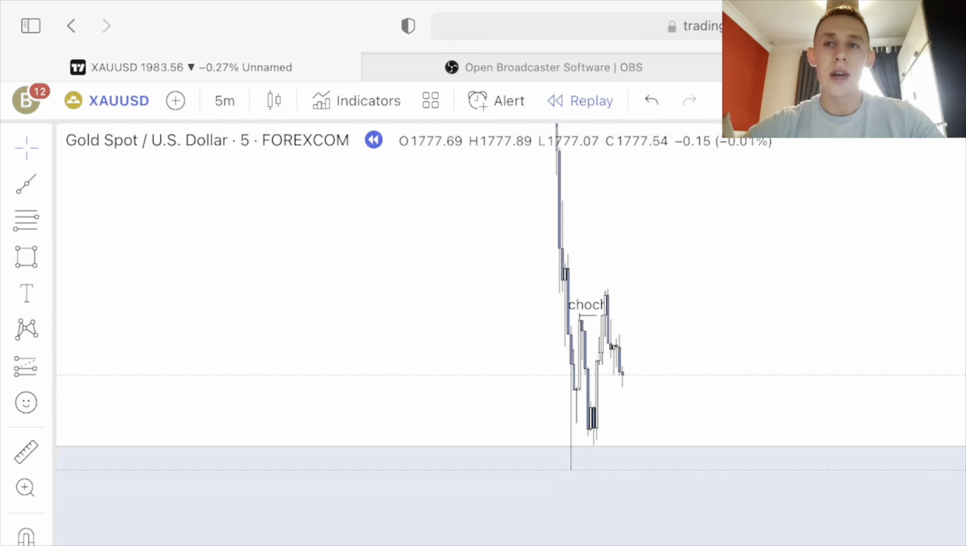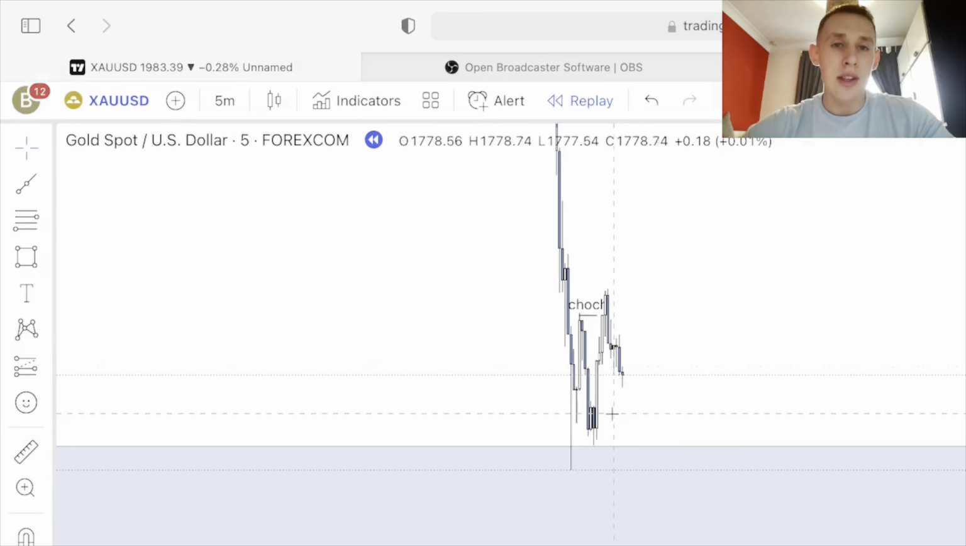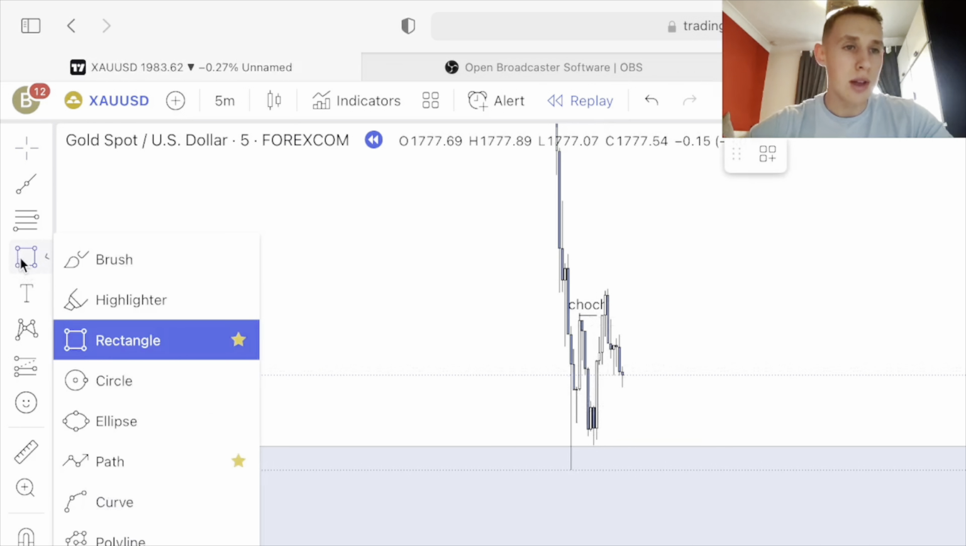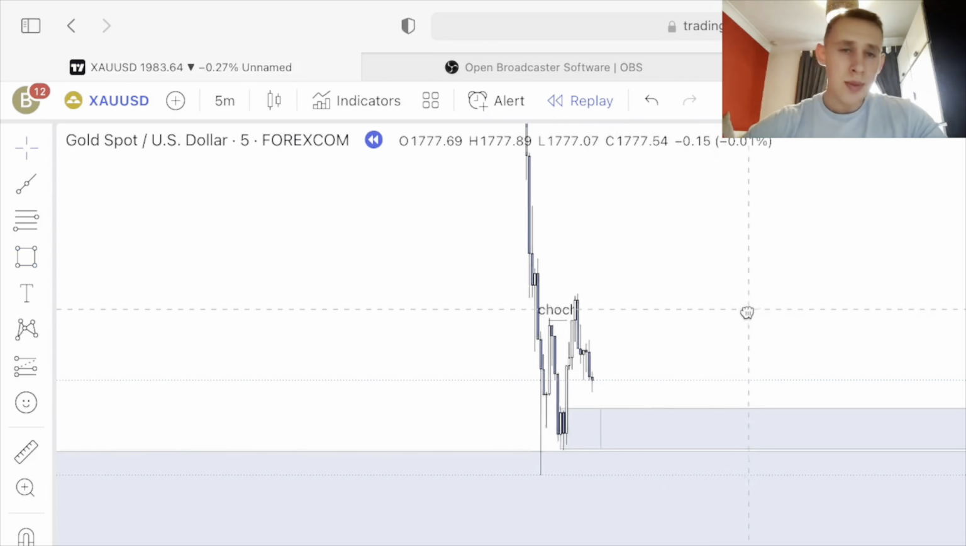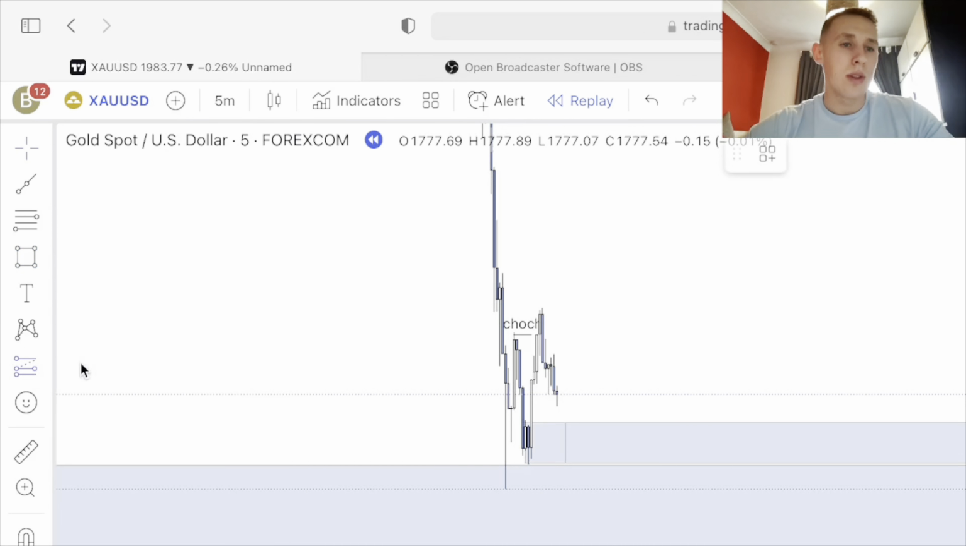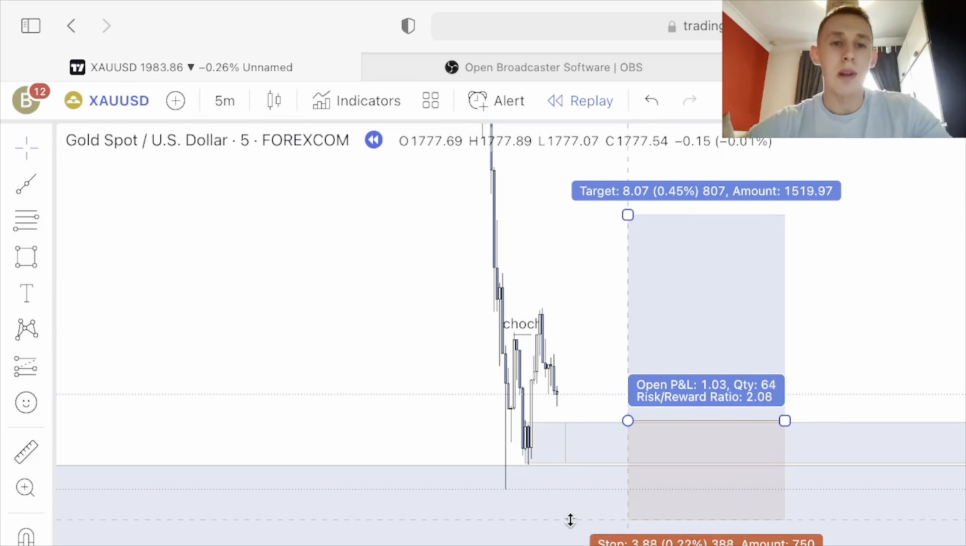And the other thing that we look for in our points of interest after we've had that confirmation was, if you remember, clear supply and demand and an imbalance created. In this case, we have this imbalance here, and we obviously have this clear area of demand here. So simply all we do at this point is set the limit and have a stop loss below the low.